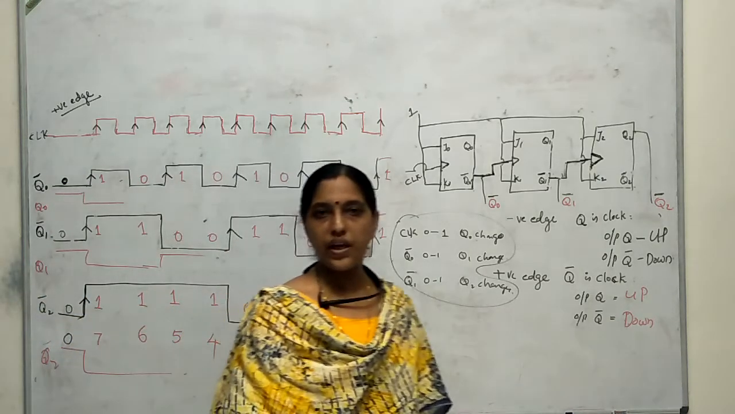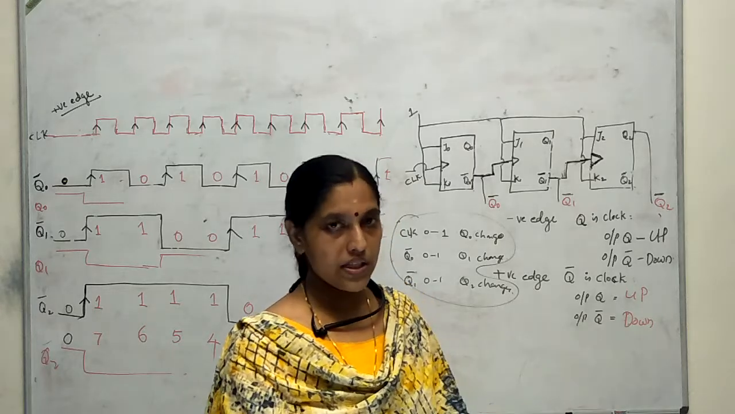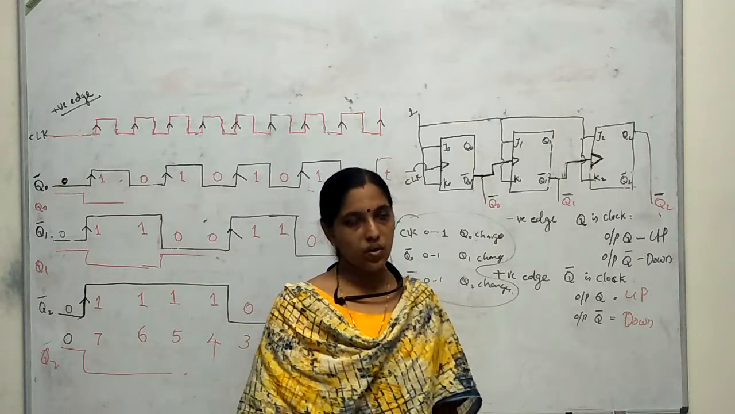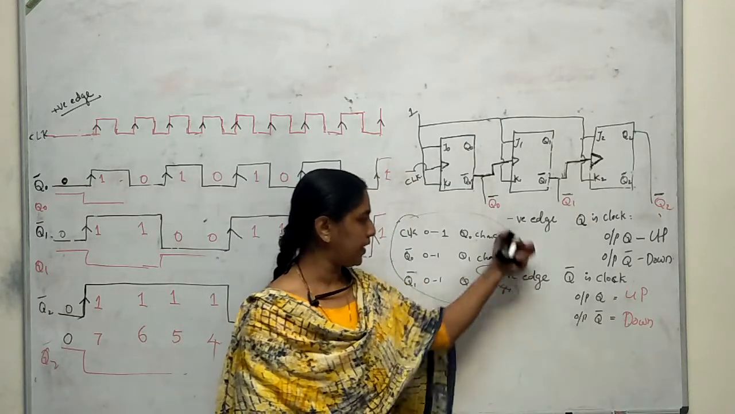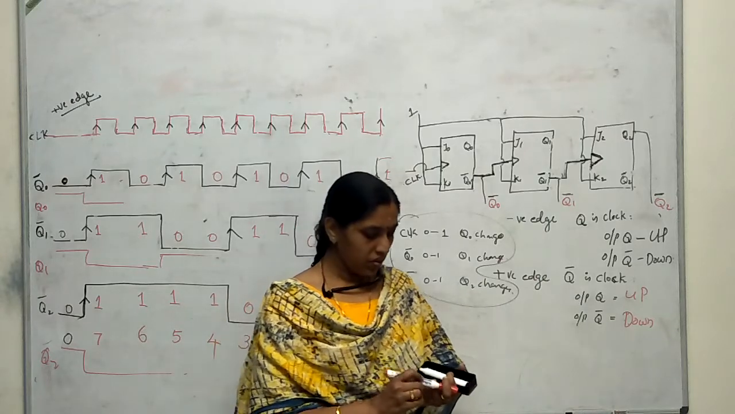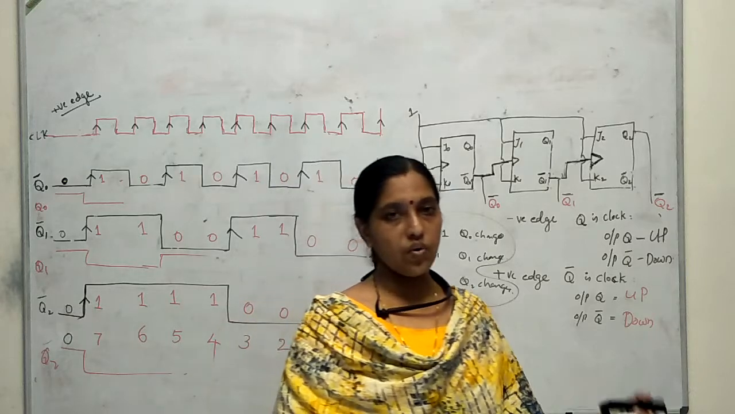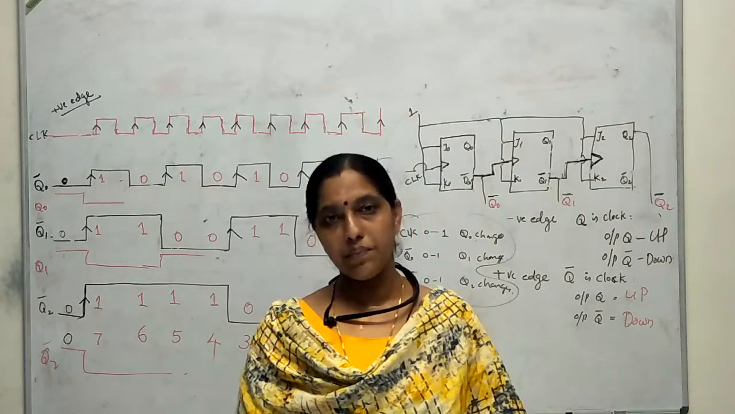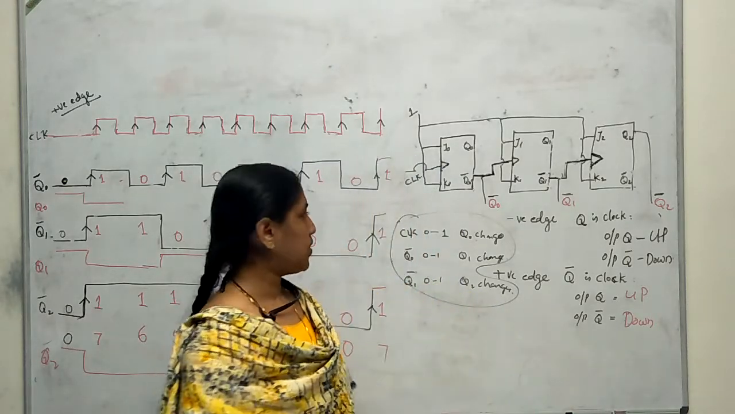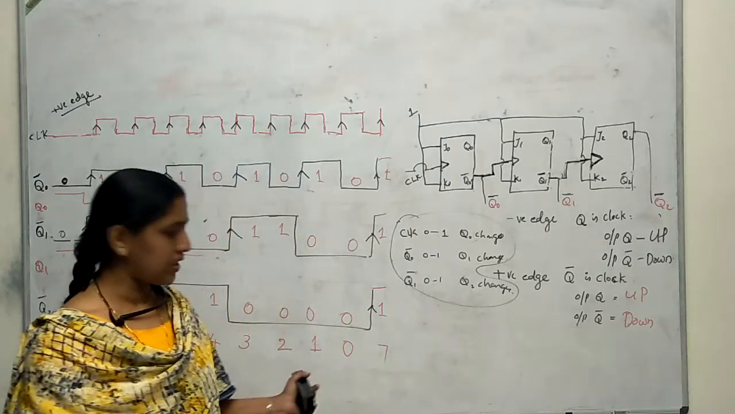So this will be the case of the up counter and down counter. There are various ways of designing these up counters and down counters, and these are two different methods. I think you understood the concept of counting from 0 to 2 power n minus 1. That's all for this presentation.